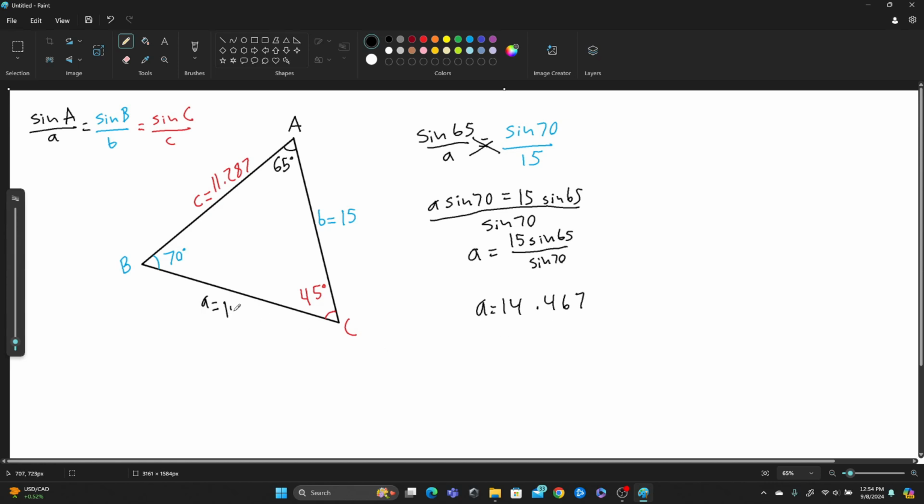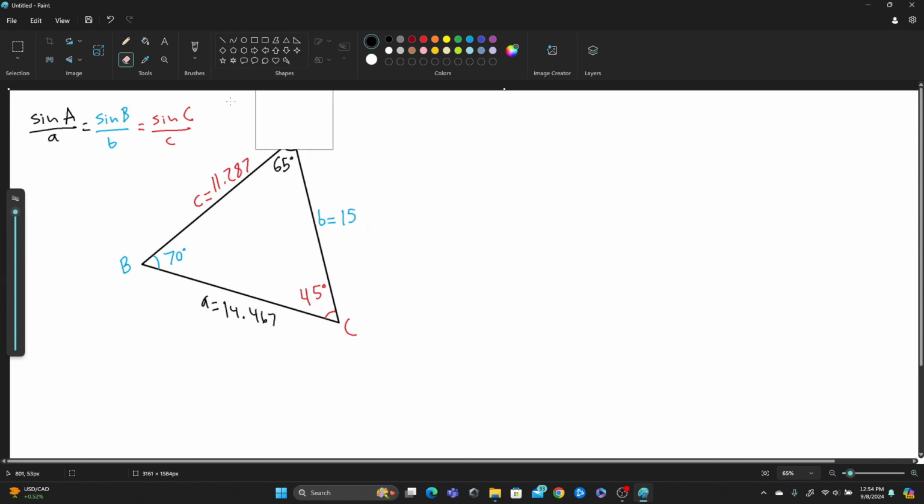So A equals 14.467, and now we've completed this triangle. One thing that I always like to do after I finish one of these problems is look over the triangle briefly to make sure everything's logical, to make sure you're correct.